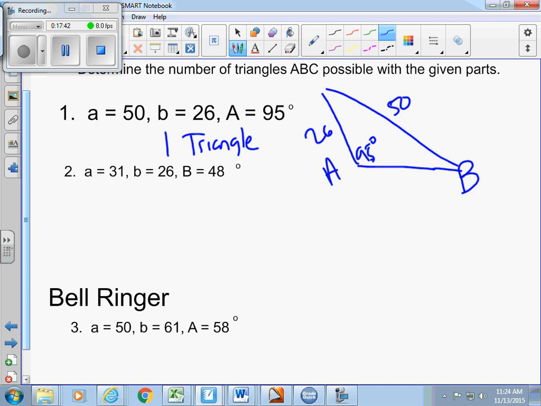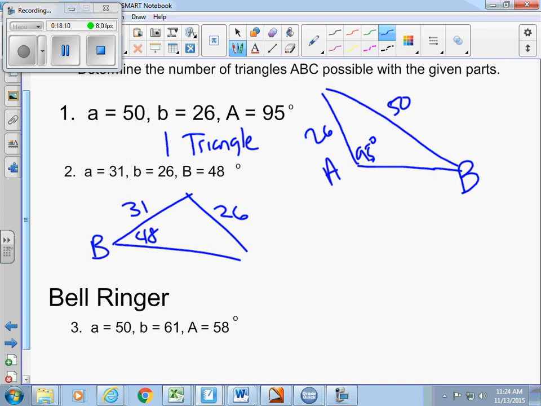Again, it gives us different letters, so you can see why I'm going to set up the triangle the same way every time. Bottom left corner, I'm going to put the 48. So that means 26 has to go over here, 31 has to go over there. Maybe this is a problem. Why is this maybe a problem? The 26 is shorter than the 31.